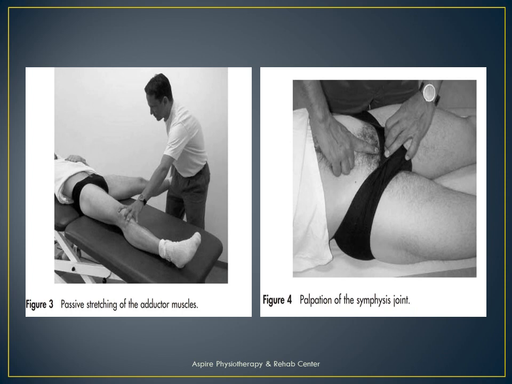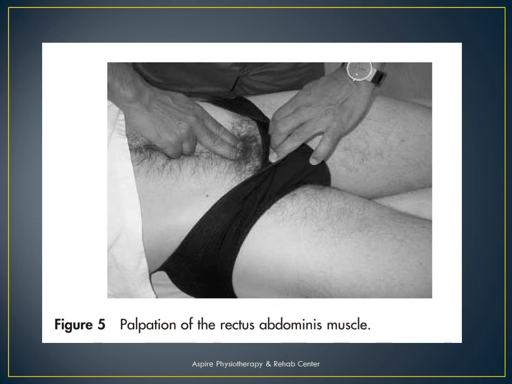Third is passive stretching of the adductor muscle and evaluate the pain. Fourth one is palpation of the pubic symphysis joint. See, again they are palpating with one finger. But when you are palpating the rectus abdominis muscle, you are palpating with two fingers. Make sure your patient is comfortable and you are not creating any discomfort.